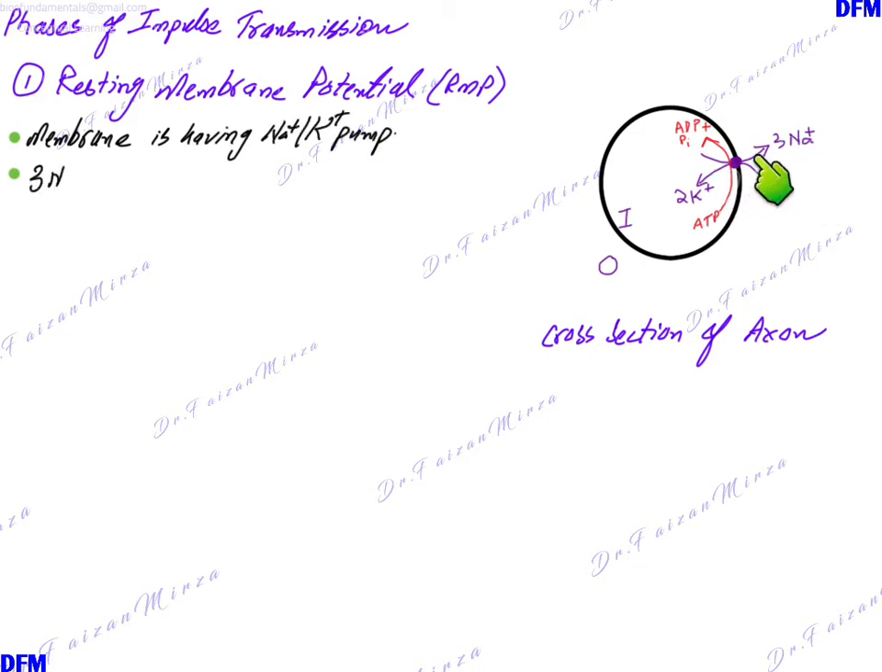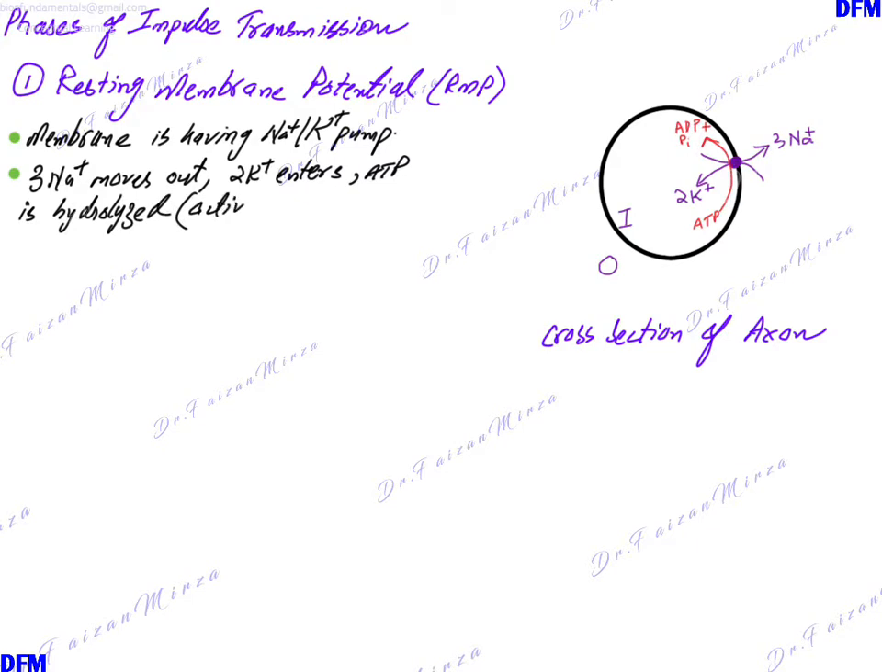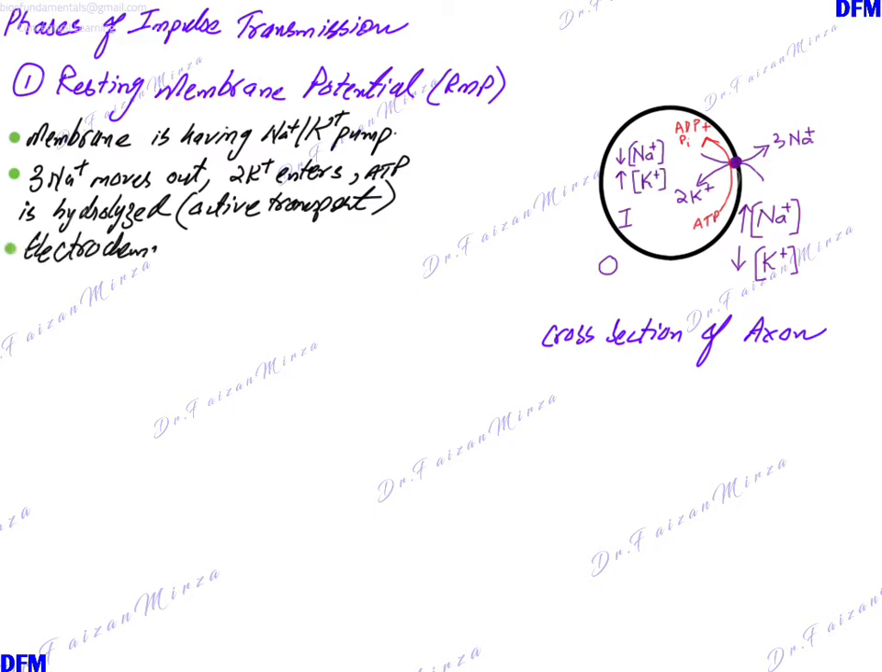And as potassium ions are coming in by active transport, this means that already inside the cell there will be more potassium ions. So 3 sodium ions move out, 2 potassium ions enter, and ATP is hydrolyzed, which means it's broken down. This is an example of active transport. So outside the cell, there is a high sodium concentration and a low potassium concentration. Inside the cell, there is a low sodium concentration and high potassium concentration. An electrochemical gradient is established in this case.